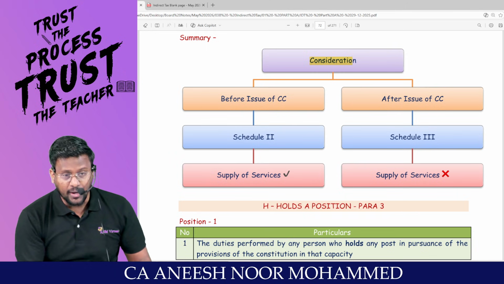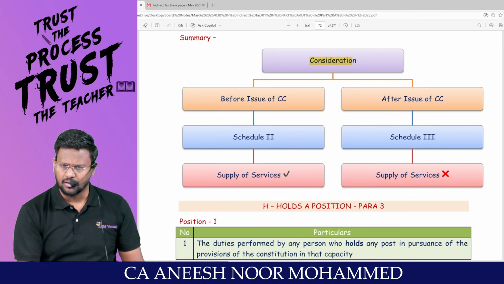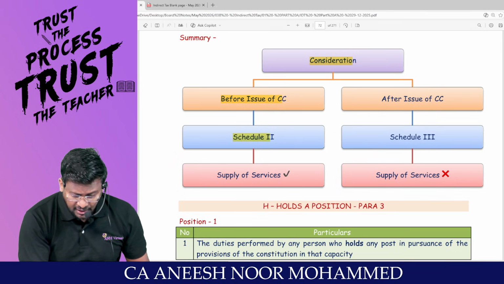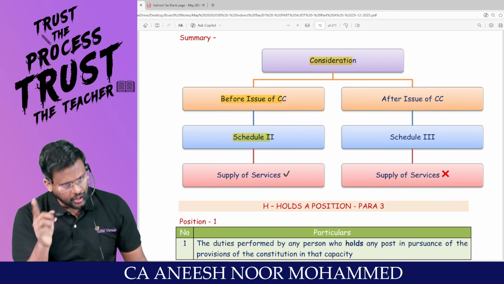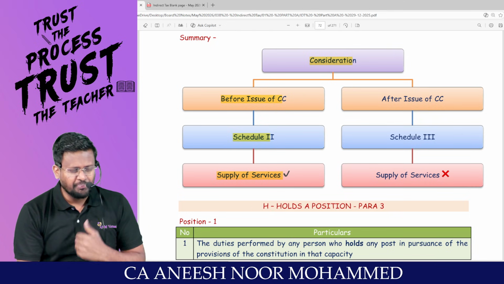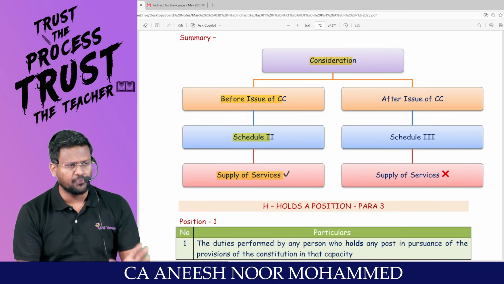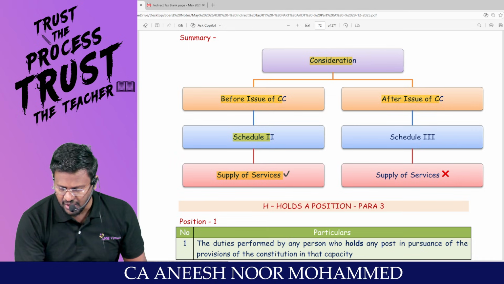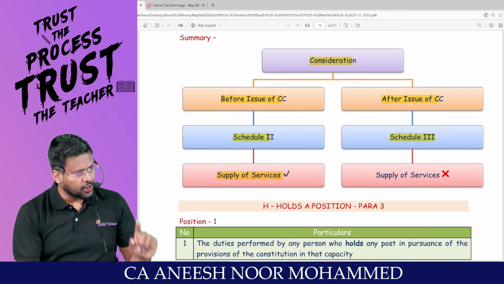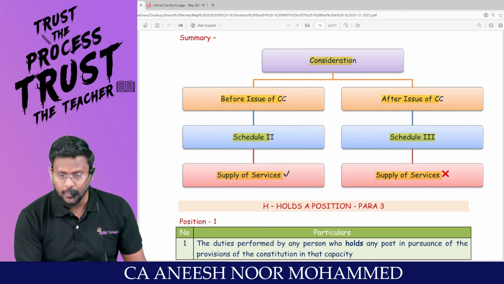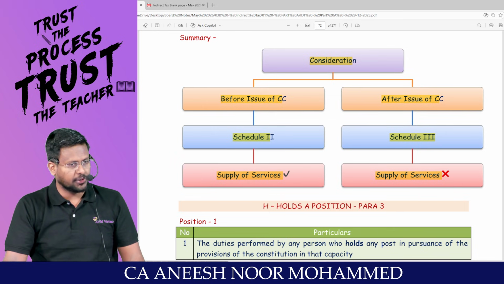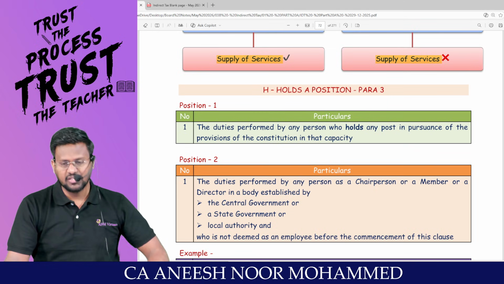So when you are paying the consideration, that matters. Have you paid the consideration before issuance of the completion certificate? Then it will fall in Schedule 2 and it will be treated as supply of services. If I paid the whole, or rather entire, consideration after issuance of the completion certificate, then it will fall in Schedule 3. Then it will not be a supply of services, nor will it be a supply of goods. Are you all really with me? Neither supply of goods nor supply of services.